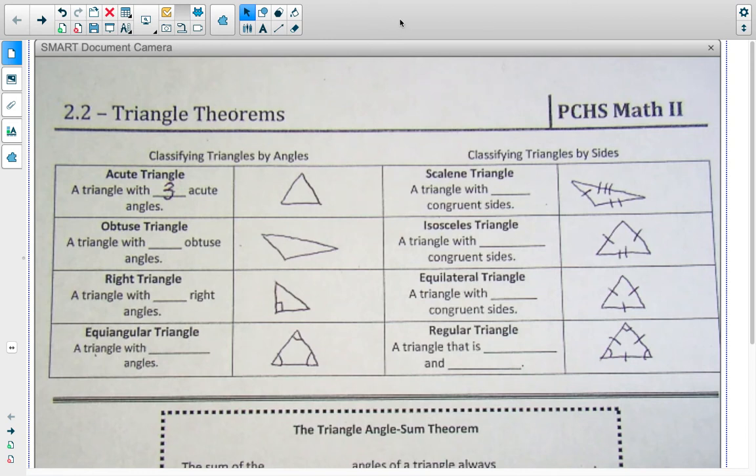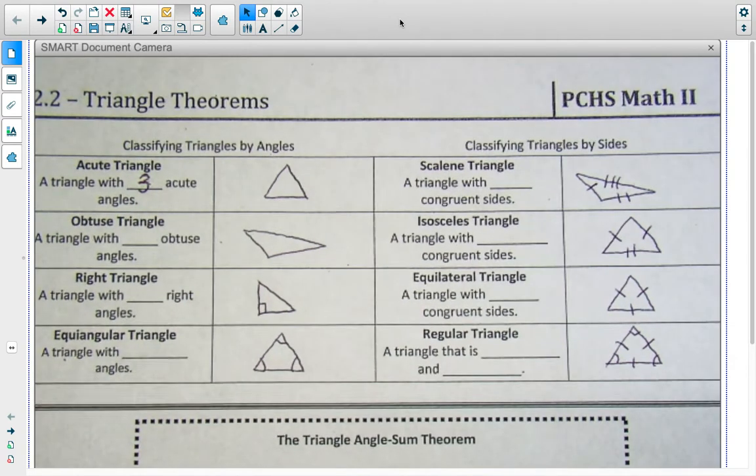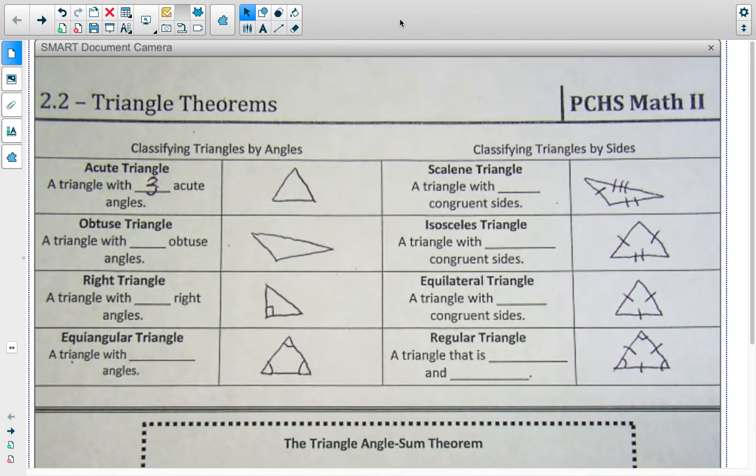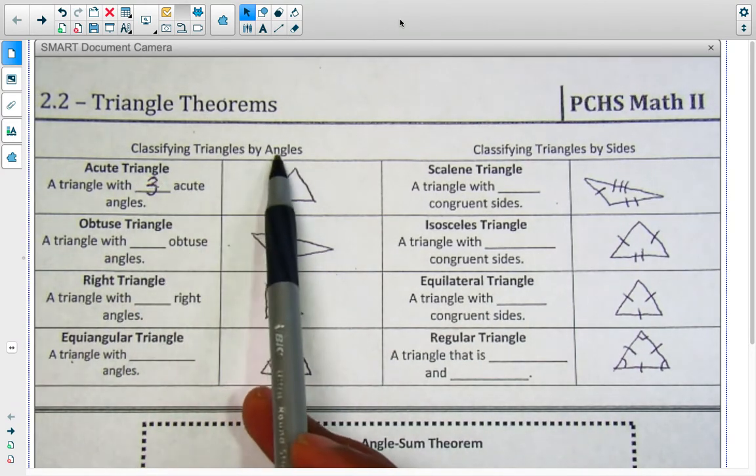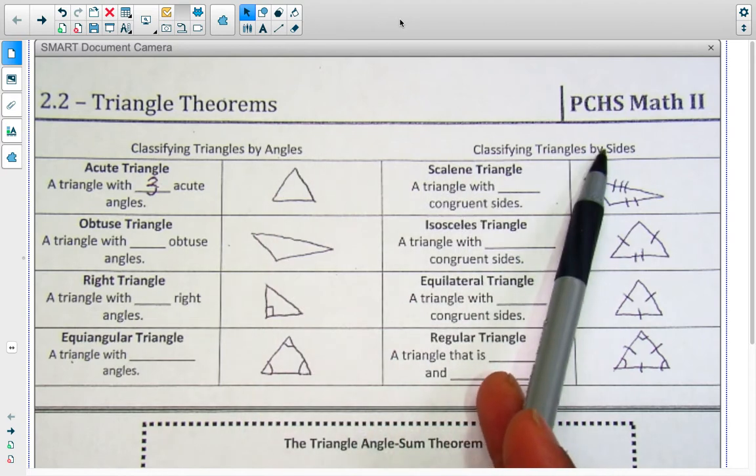Y'all, today we're going to take a look at triangle theorems. So that is our goal for today. Yesterday, and the past couple of days, we've been looking at special angle pairs. Today we're going to focus on triangles. So here we go. We have an acute triangle. First we're going to classify the triangles by their angles, and then we're going to classify by the sides.